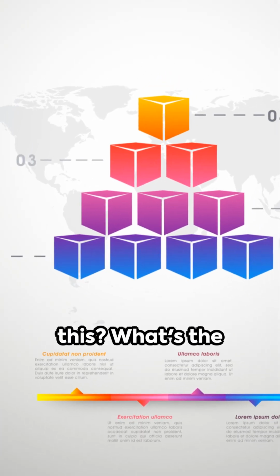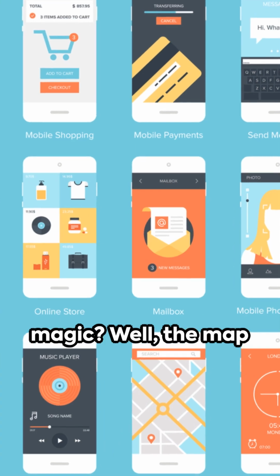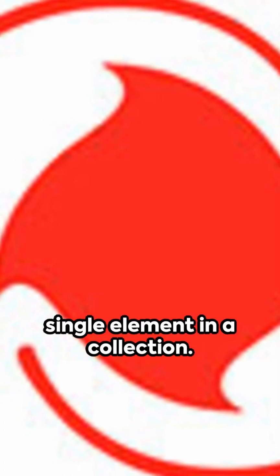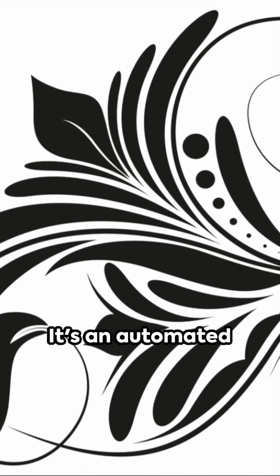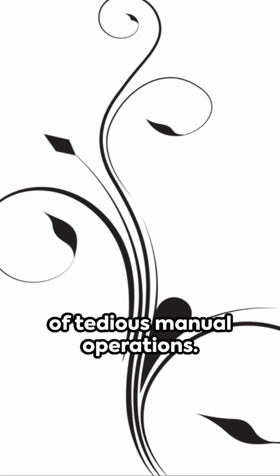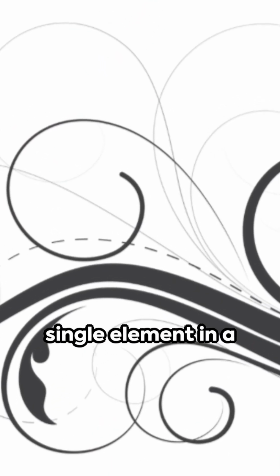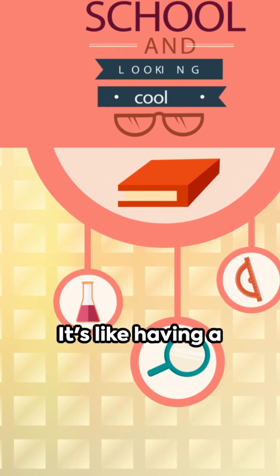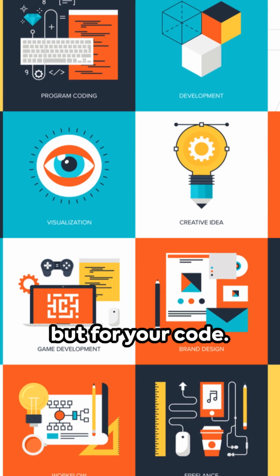But how does it do this? What's the mechanism behind the magic? Well, the map function works by applying a given function to every single element in a collection. It's an automated process, one that's designed to take care of tedious manual operations. Instead of having to manually apply a function to every single element in a collection, the map function takes care of it for you. It's like having a personal assistant, but for your code.